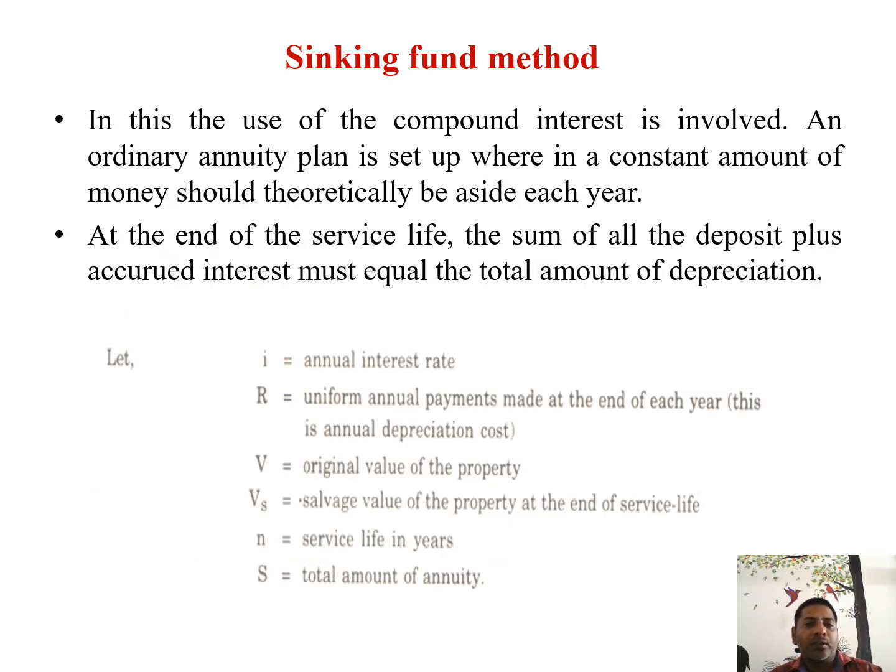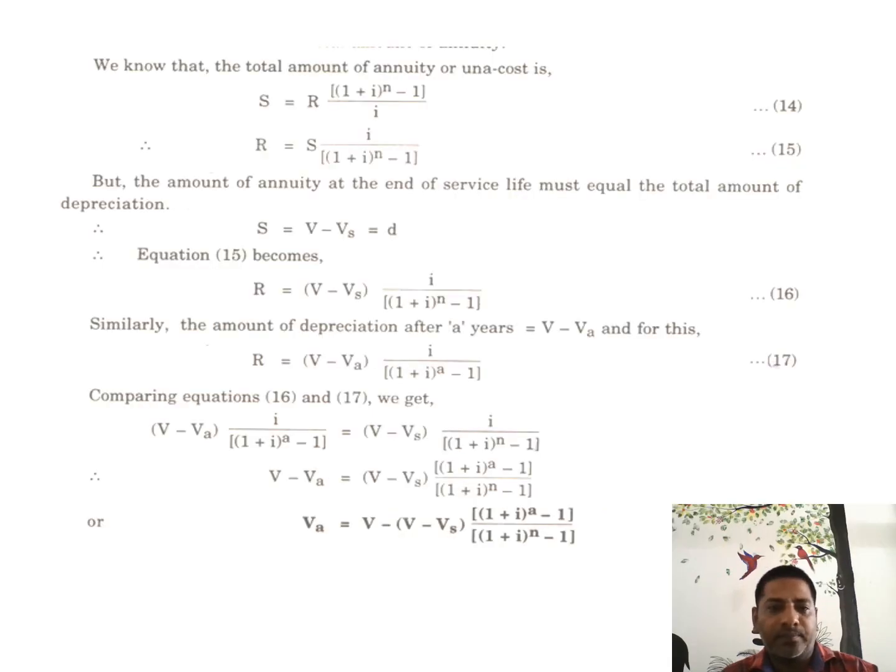Next, there is the sinking fund method. The sinking fund method is used in the case where component replacement is involved. An arbitrary annuity plan is set up where a constant amount of money should theoretically be assigned each year. At the end of the service life, the sum of all deposits plus accrued interest must equal the total amount of depreciation. Here I equals annual interest rate, R equals uniform annual payment made at the end of the years, V is the original value of the property and Vs is the salvage value of the property. N is the service life in years and S is the total amount of annuity.